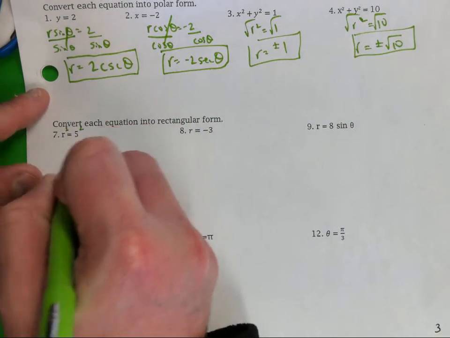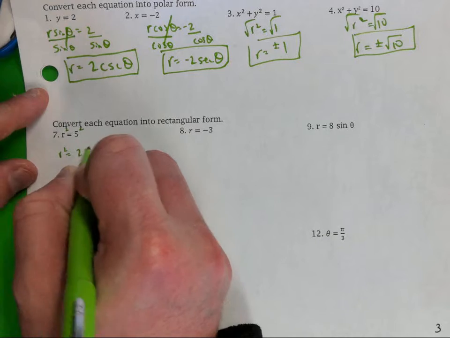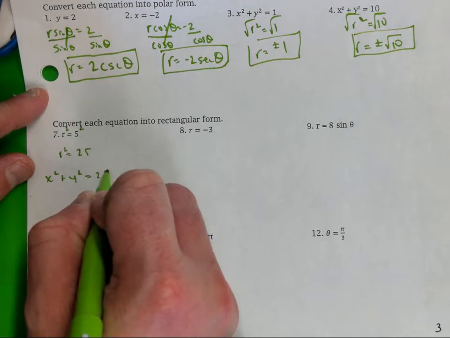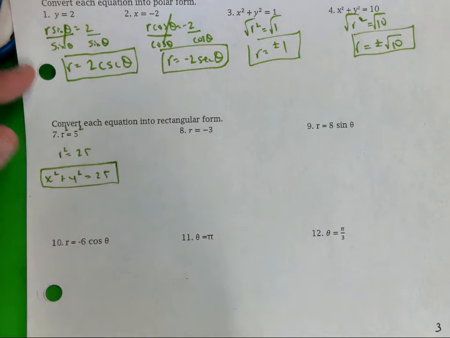I'm going to square this side, square this side. So r squared equals 25, and then replace r squared with x squared plus y squared equals 25, and that's your answer. You notice the r's are gone, the thetas are gone. So I needed this to be squared so I can get rid of it. In my mind, the easiest thing was if r squared is there, then I can take it out and replace it with x squared plus y squared.